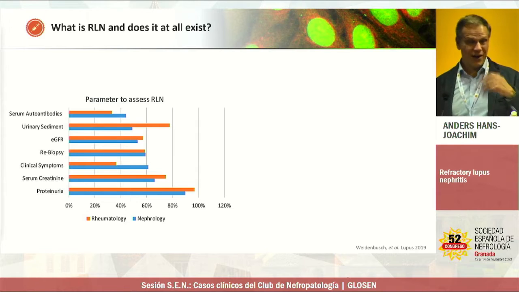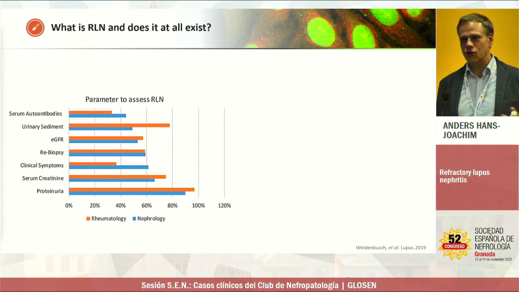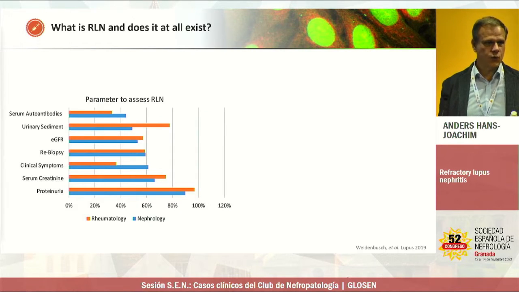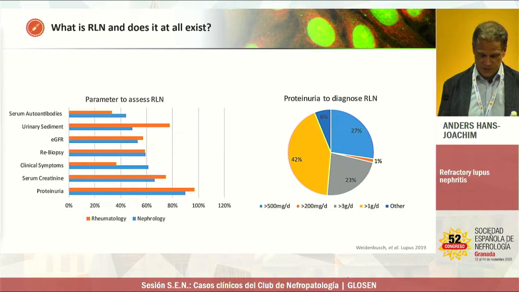Then on which parameters should you base this conclusion, refractory lupus nephritis? And here we listed a couple. Everyone chooses what they want. So there's no consensus, there's no clear definition of refractory lupus nephritis. Everyone uses this term, but everyone goes home with their own ideas about what that means, and this is not the right way to define clear treatment algorithms.